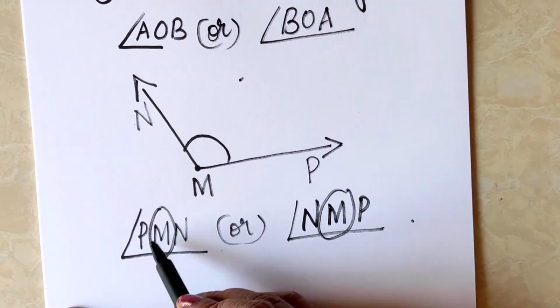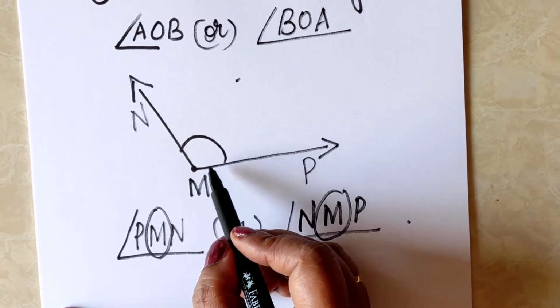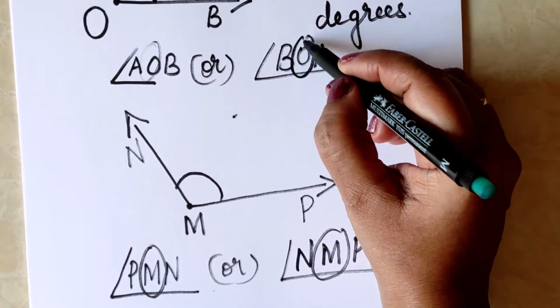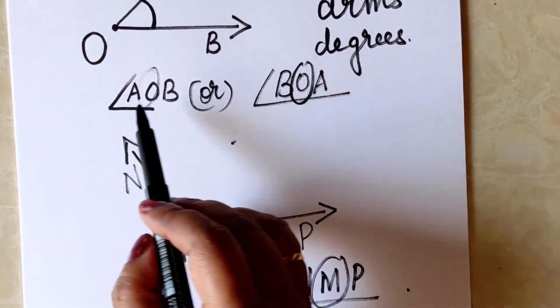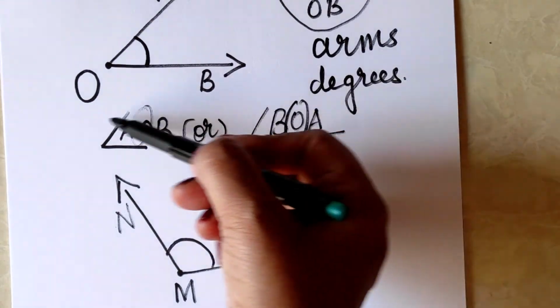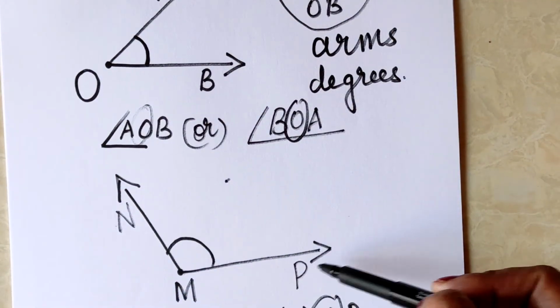M should be in the center because it is the angle point. Okay, so the same way O should be in the middle. O should be in the center, and it will not change the place. Only the arms, either you read this way or this way.